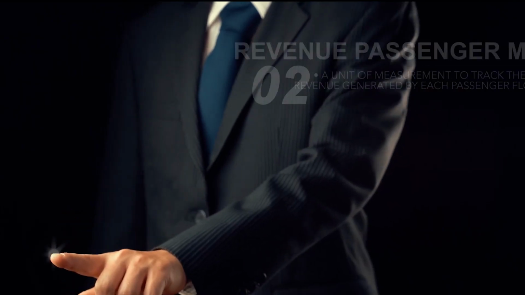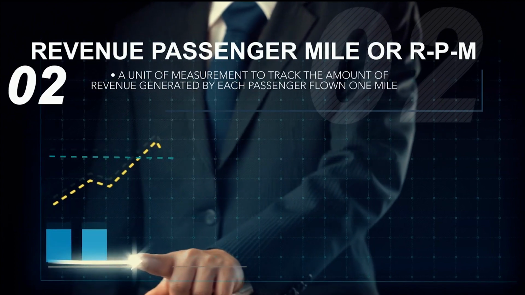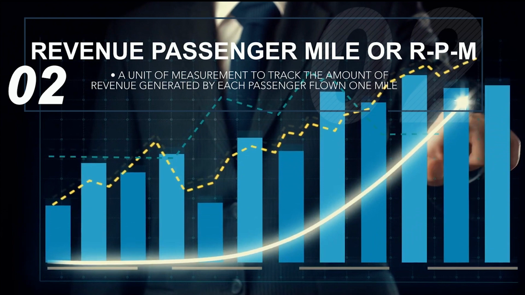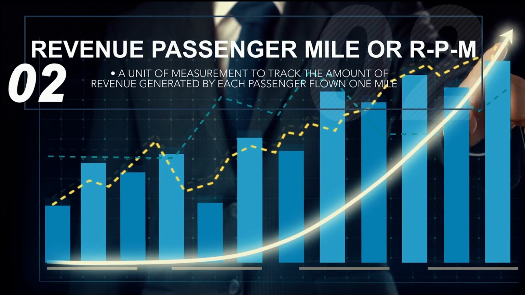2. Revenue passenger mile, or RPM. RPM is a unit of measurement to track the amount of revenue generated by each passenger flown 1 mile. It is calculated by multiplying the number of passengers by the number of miles flown.